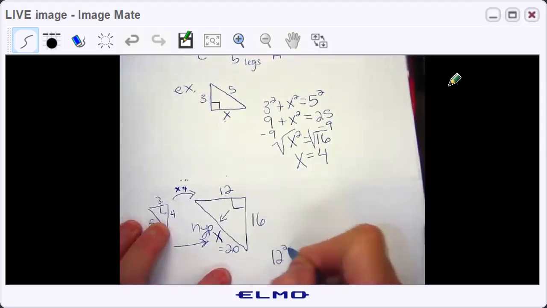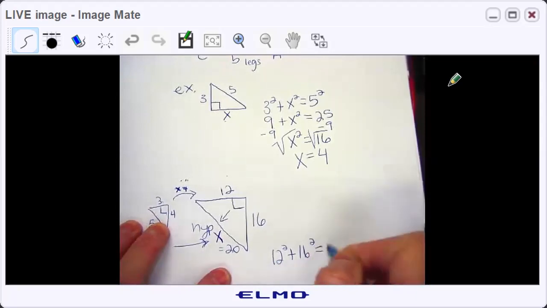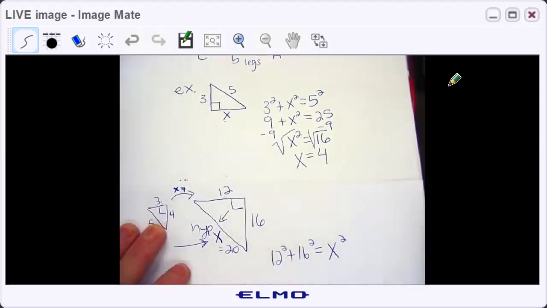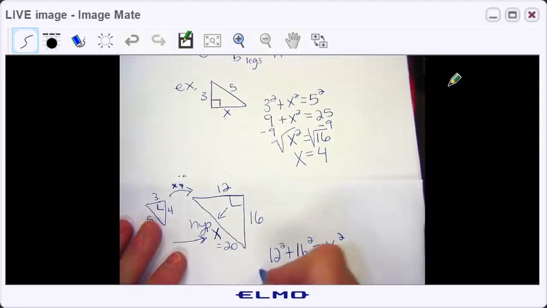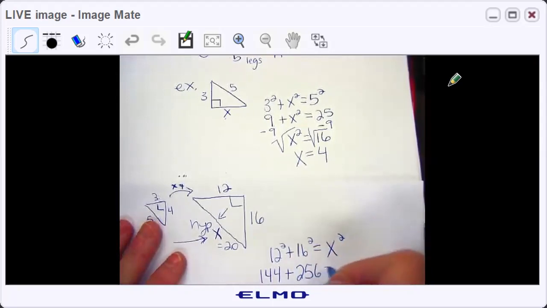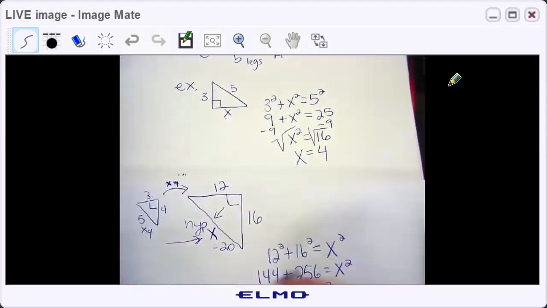So a squared plus b squared, we don't know c, or we didn't a minute ago. 12 times 12 is 144. You can use your calculator if you need. 16 times 16 is 256. Again, if you need a calculator for that, pick up your calculator. That should be 400.